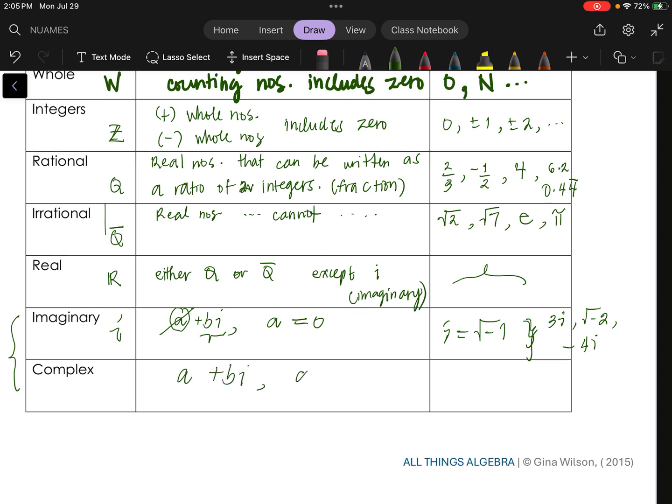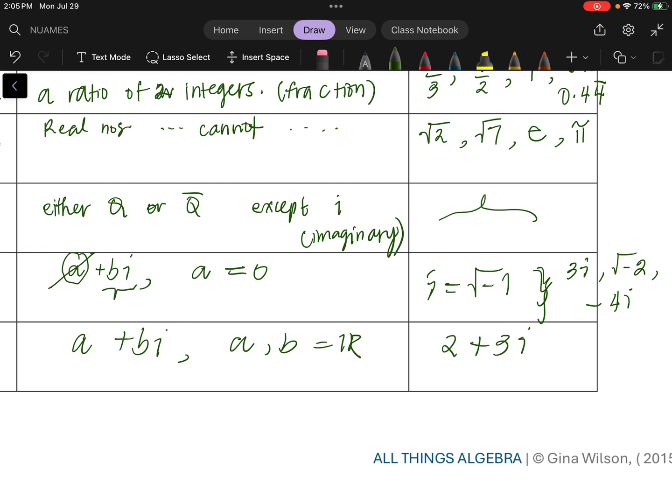And on the other hand, if we have a complex number, we have a plus bi form, but we know that the a and b are real numbers here. So what could be an example of that? Let's say a could be a whole number, like 2 plus 3i. So in this example, the 2 here is the a, which is the real part, and the 3i here is the imaginary part.